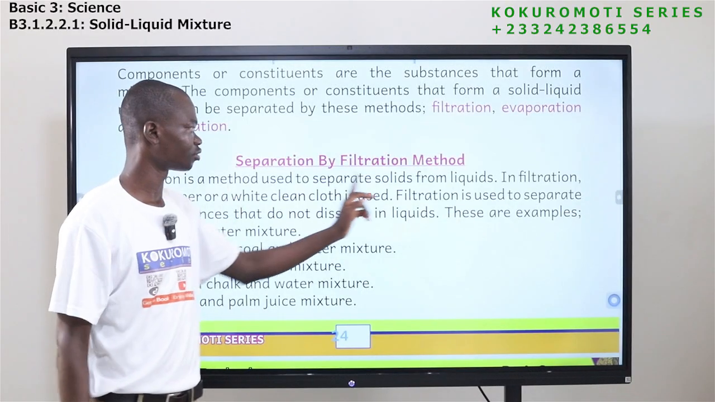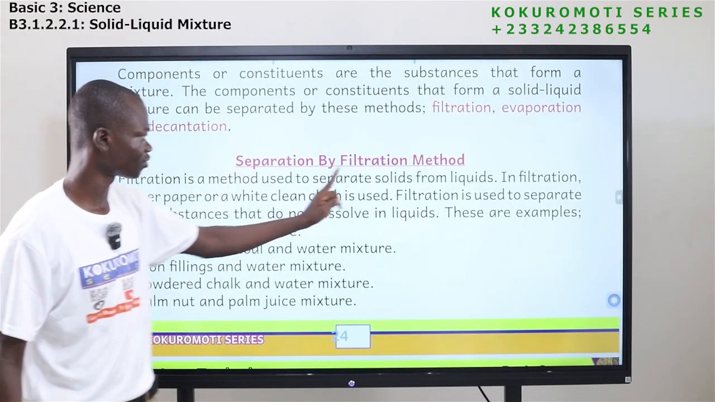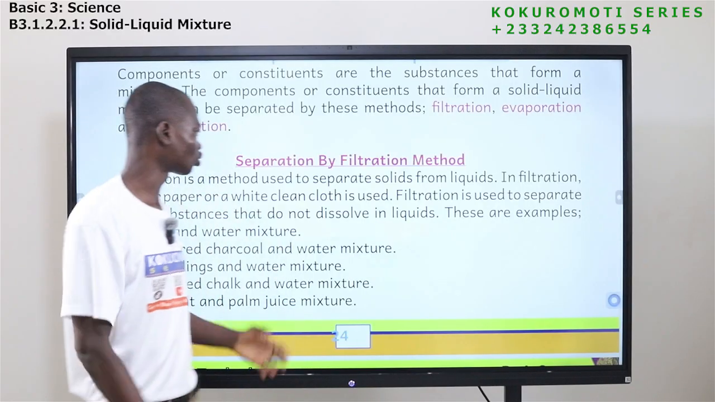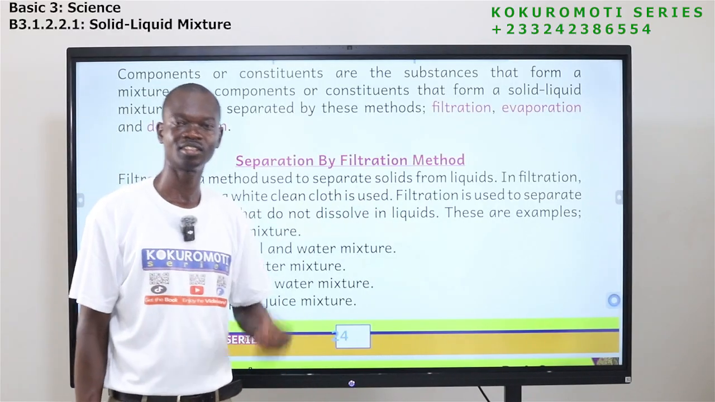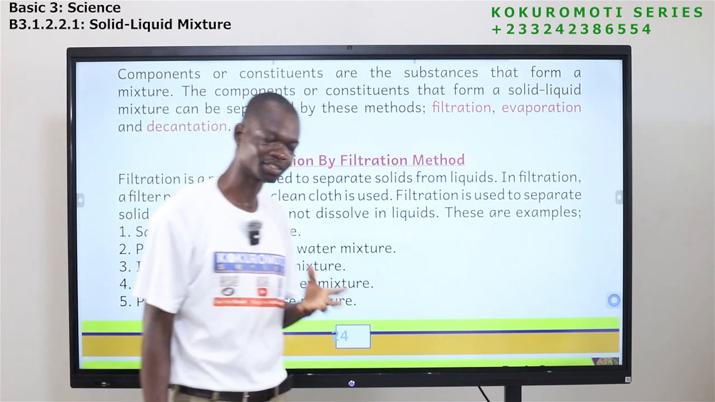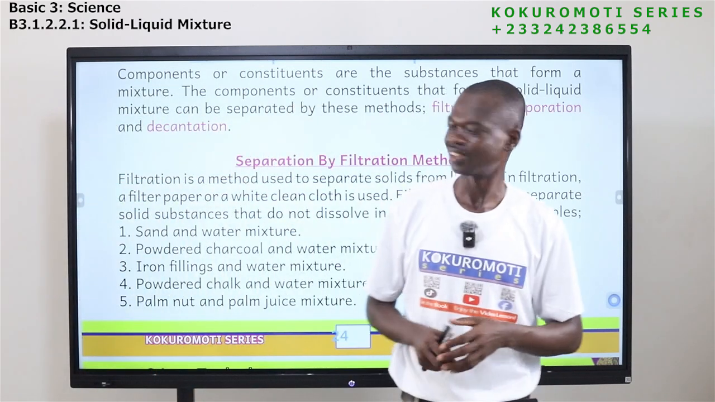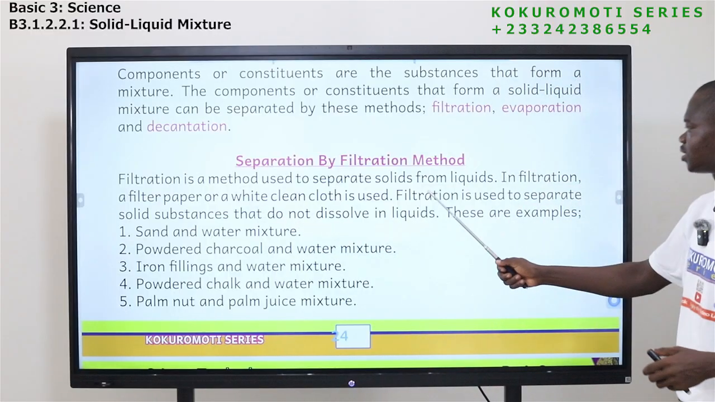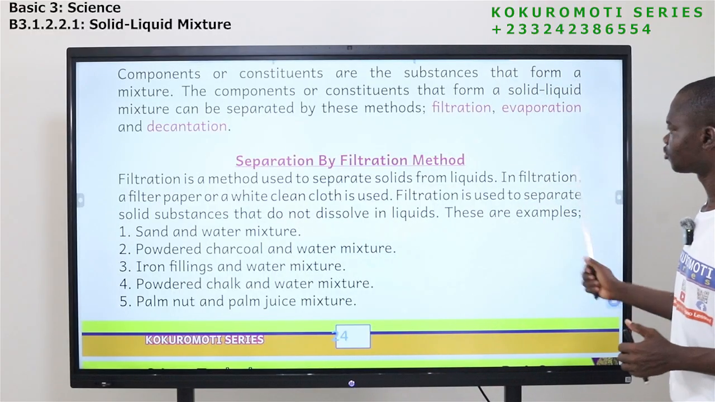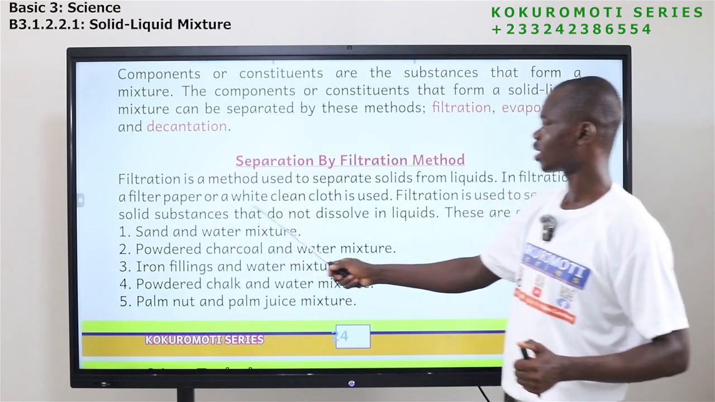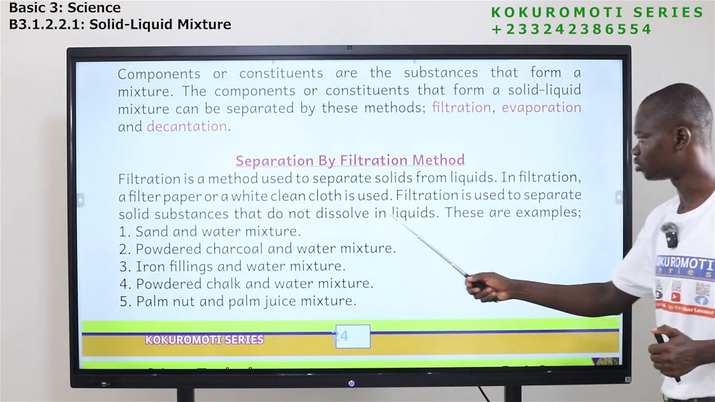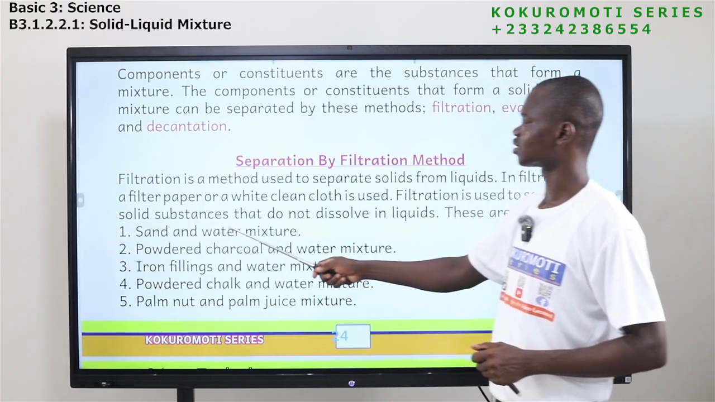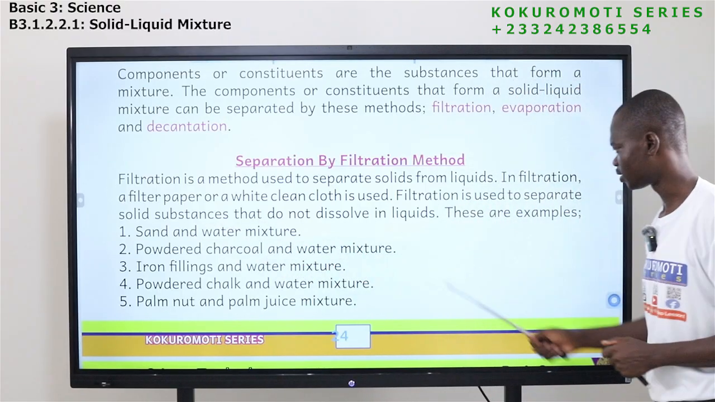is what? Filtration method. So separation by filtration method. One method that we can use to separate mixture is the filtration method. So how do we do this? Now let's look at something here. It's a method used to separate solids from liquids. In filtration, a filter paper or a white clean cloth is used. Filtration is used to separate solid substances that do not dissolve in liquid.